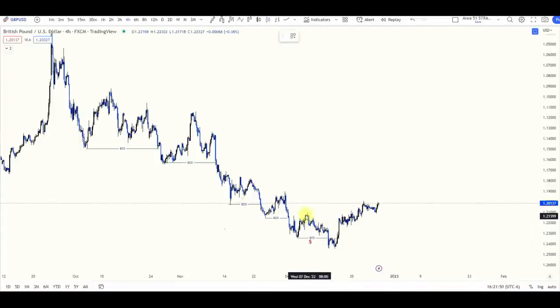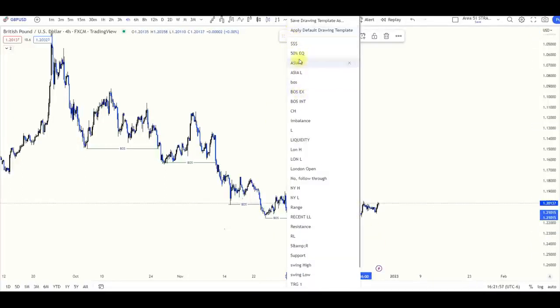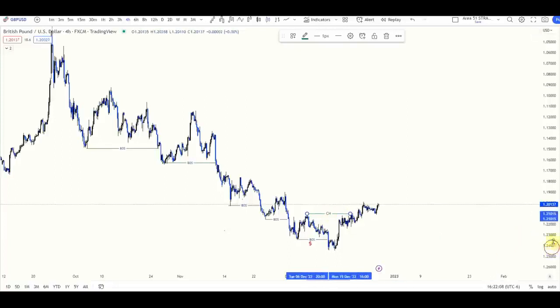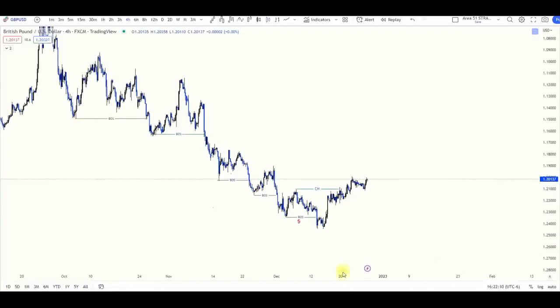All right. So what do we have here? We have a change of character, or a reversal. This is called CH, or change of character. I just use this little word CH for a change of character. Very, very easy, nothing very complicated. So we have a change of character.